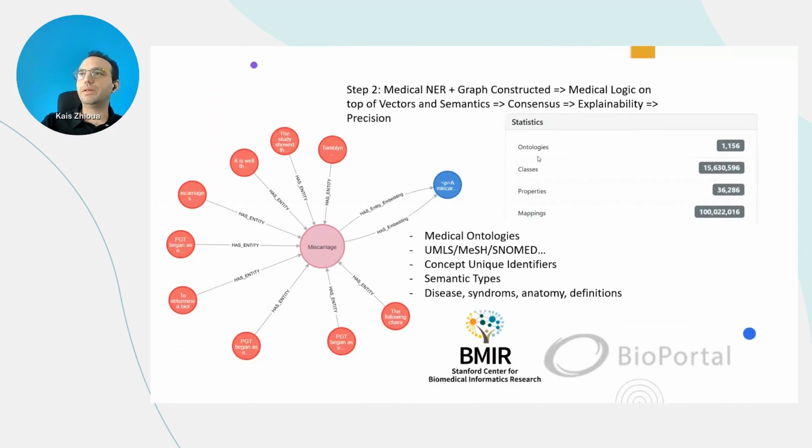On the other hand, we could also work on medical named entity recognition and include it inside the graph. This is mainly based on medical ontologies, and I think there's been tremendous work over the past 20 years on building consensual medical ontologies that can be used by the different medical experts in the sector.